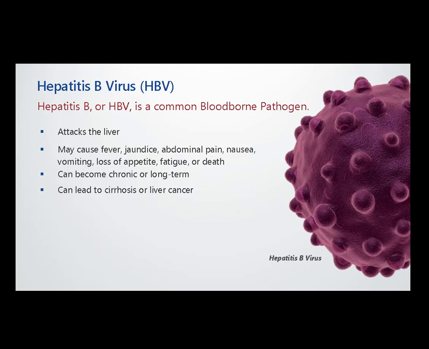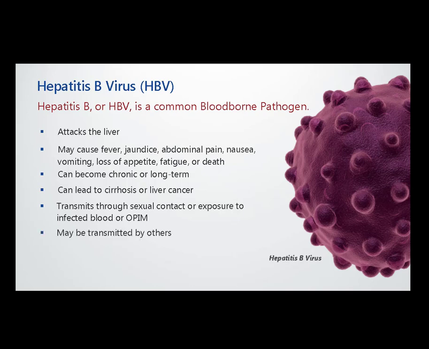The virus transmits through sexual contact or exposure to infected blood, or OPIM, such as blood on needle sticks or an infected person's open sore. The virus can be transmitted by carriers, meaning infected people who have no symptoms. The virus can survive outside of the body for up to 7 days, so even dried blood presents a risk.